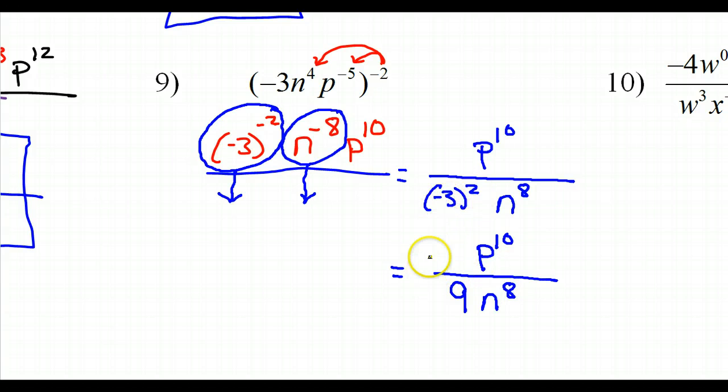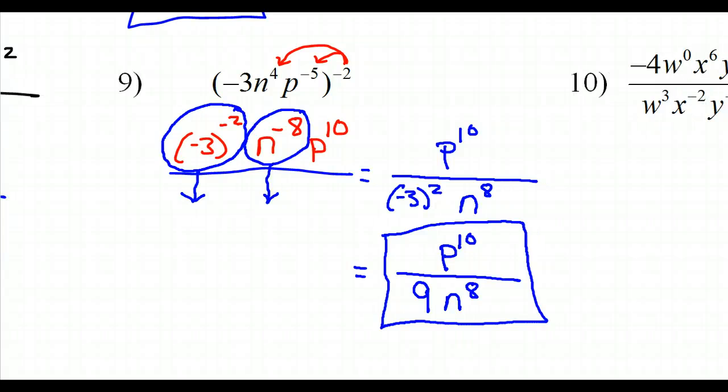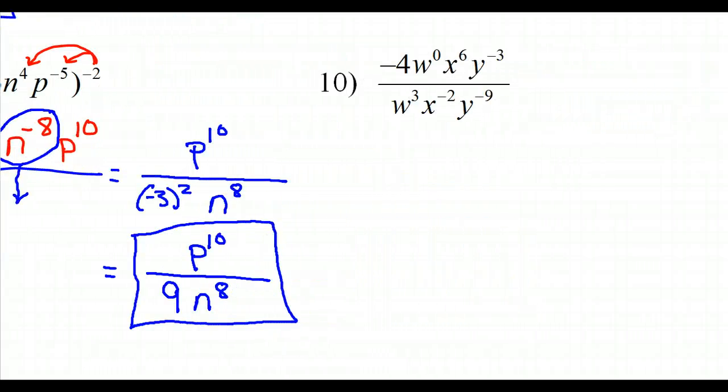Obviously, a negative times negative is a positive. That's why it became a +9. All right, that one was a little tricky. I hope you followed it.